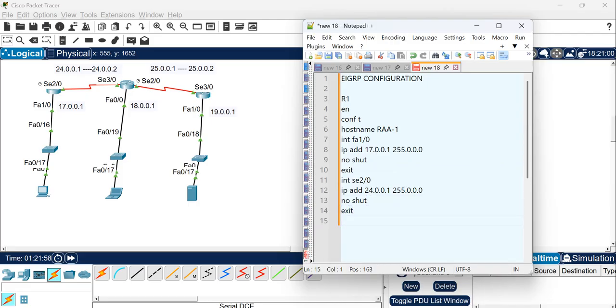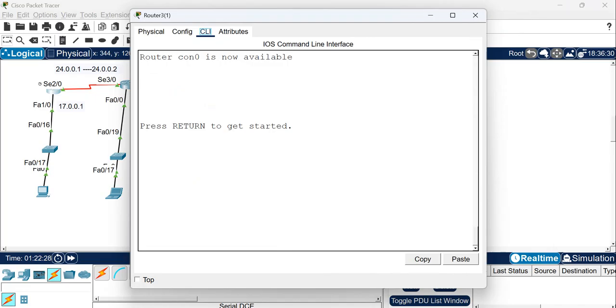exit. Then I'm going to configure router EIGRP. Clear? Followed by some autonomous system number. I'm going to use 123. So okay, I'm going to configure in the router itself. Let me go back to the CLI router.